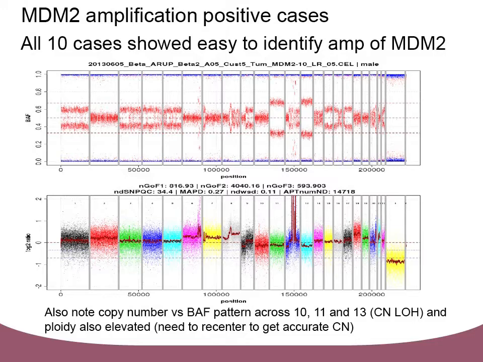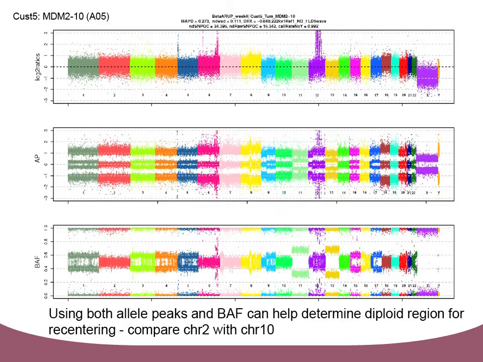So what's really normal? Do I need to bring the whole genome down or bring the whole genome up? And sometimes with only B allele frequency, it can be hard to decide if you need to go up or down. And so one of the things that this platform is going to have when you look at it in Nexus is both your allele peaks and your B allele frequency.